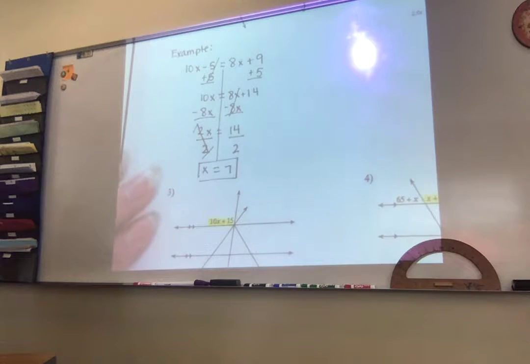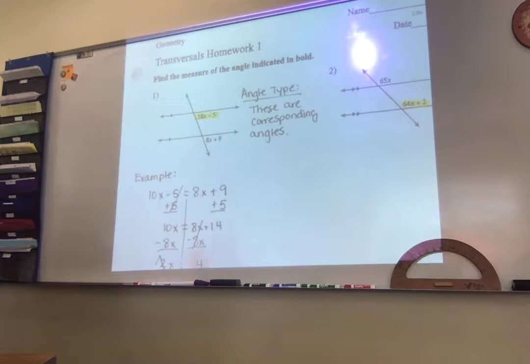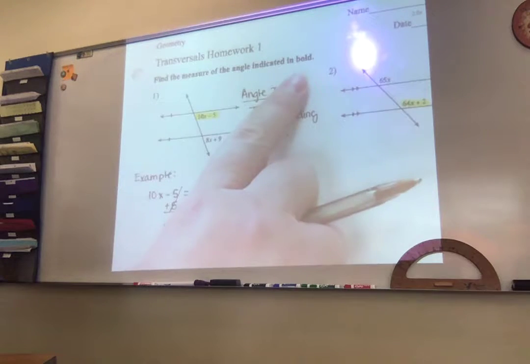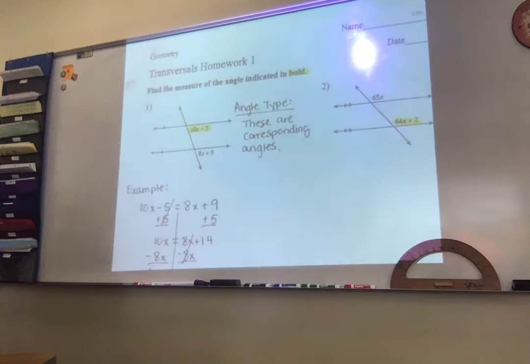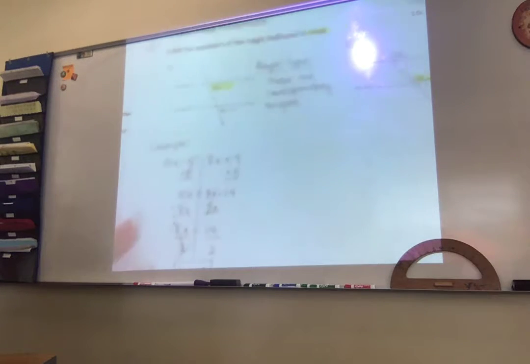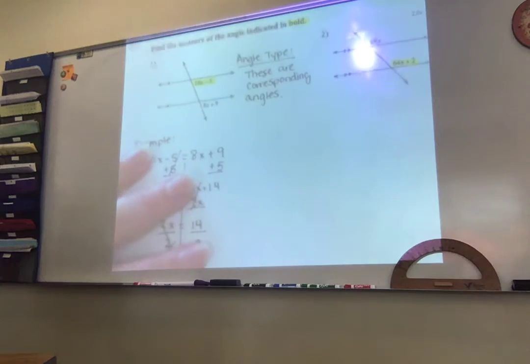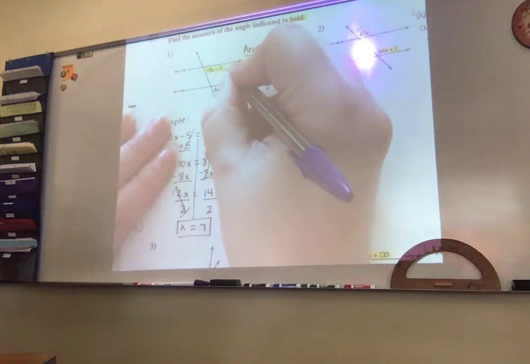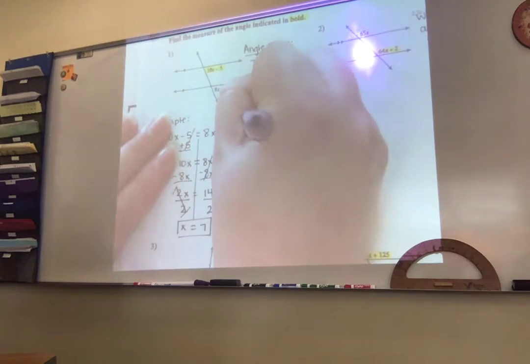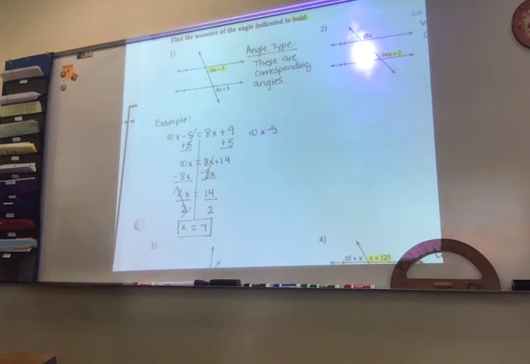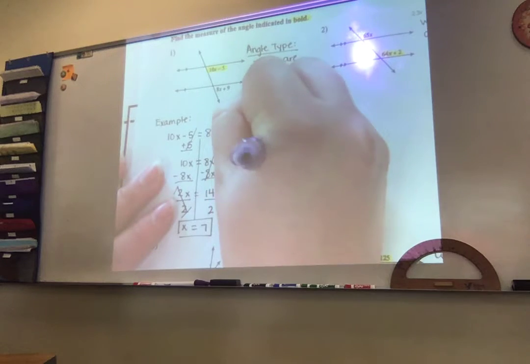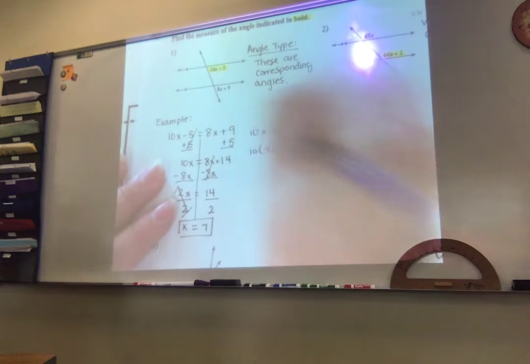Now, I'm not done yet because the direction says find the measure of the angle indicated in bold. I've highlighted the bold ones with you guys, so that's the one you have to find the angle measure for, okay? Now I have to take this expression, 10x minus 5. What do I have to change in order to figure out the degree measure? You have to change x to 7. Good. So I'm going to take out this x, and I'm going to substitute 7 in.